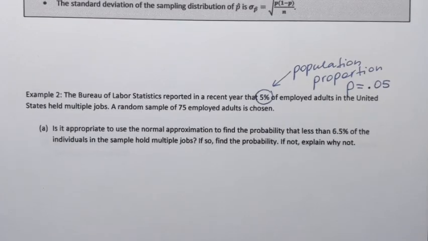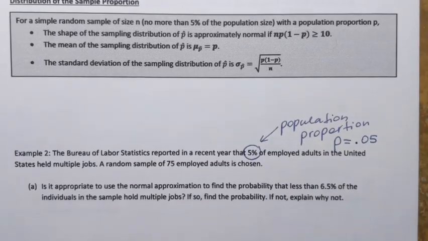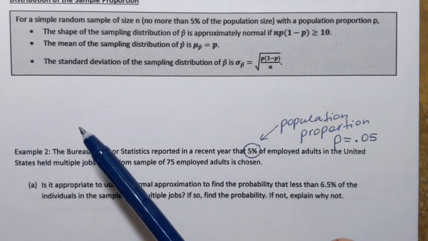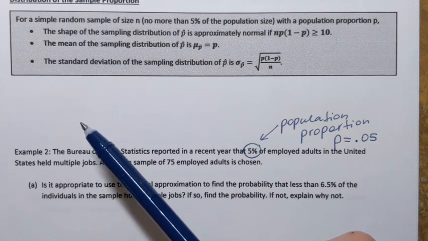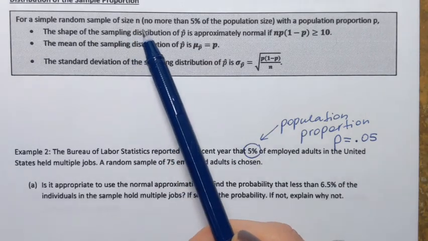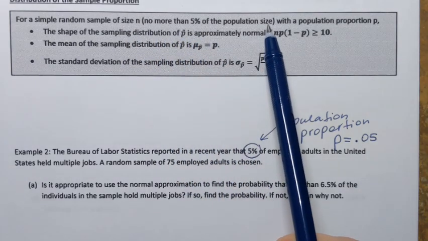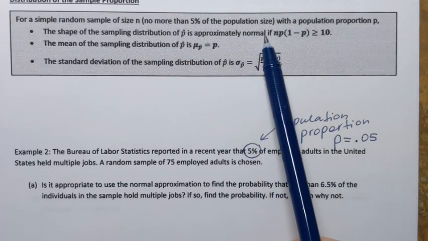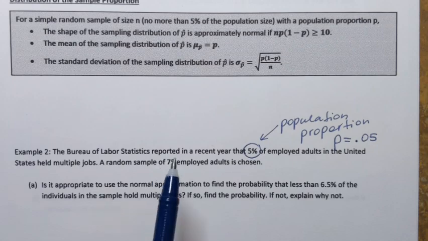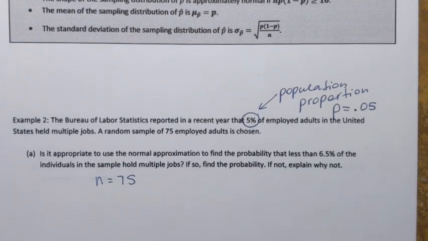Let's think. We know that the distribution of the sample proportion is going to have an approximately normal shape if there are two conditions. If the sample size is less than 5% of the population size, that's one. And second, if this condition is satisfied. So when we look at the sample size, n equals 75, right? The first example.